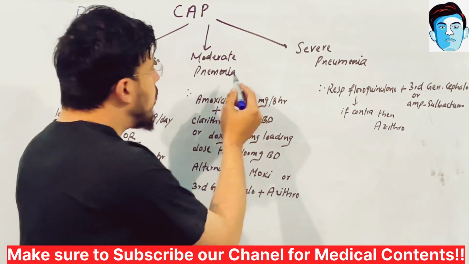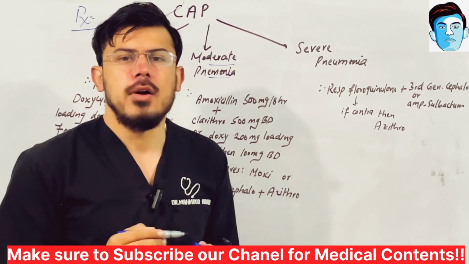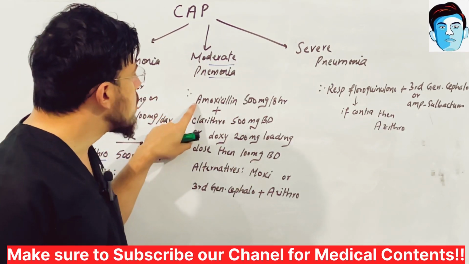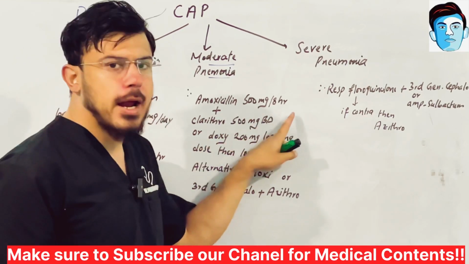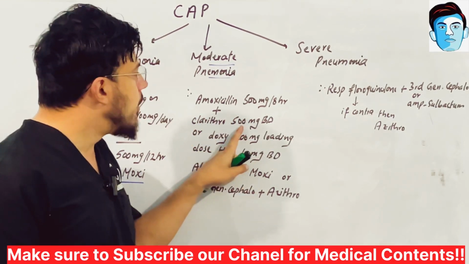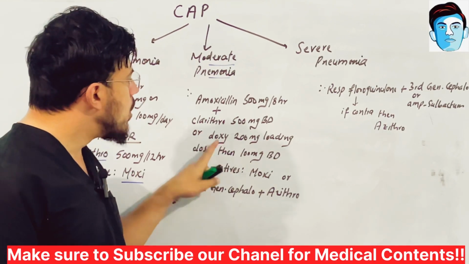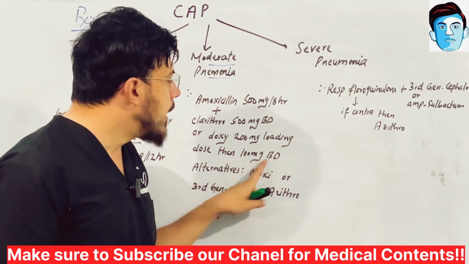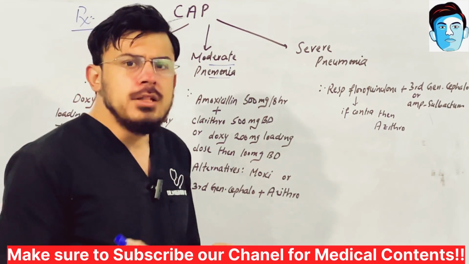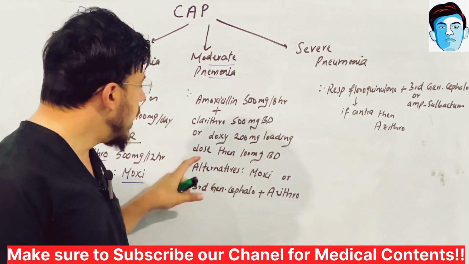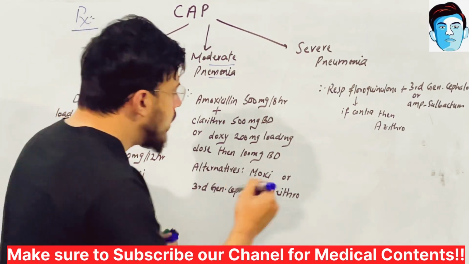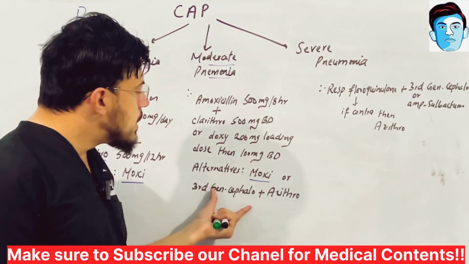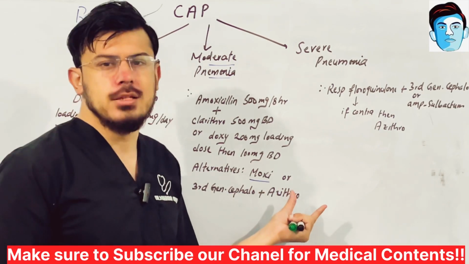While if I talk about moderate pneumonia, the CURB-65 score will lie between 2 and 3. In that condition you have to give amoxicillin 500 mg every 8 hours with clarithromycin 500 mg BD, or you can give doxycycline with a loading dose of 200 mg and then 100 mg BD. But there are certain alternative agents as well. As alternative agents you can give moxifloxacin as monotherapy, or you can give a third generation cephalosporin along with azithromycin.